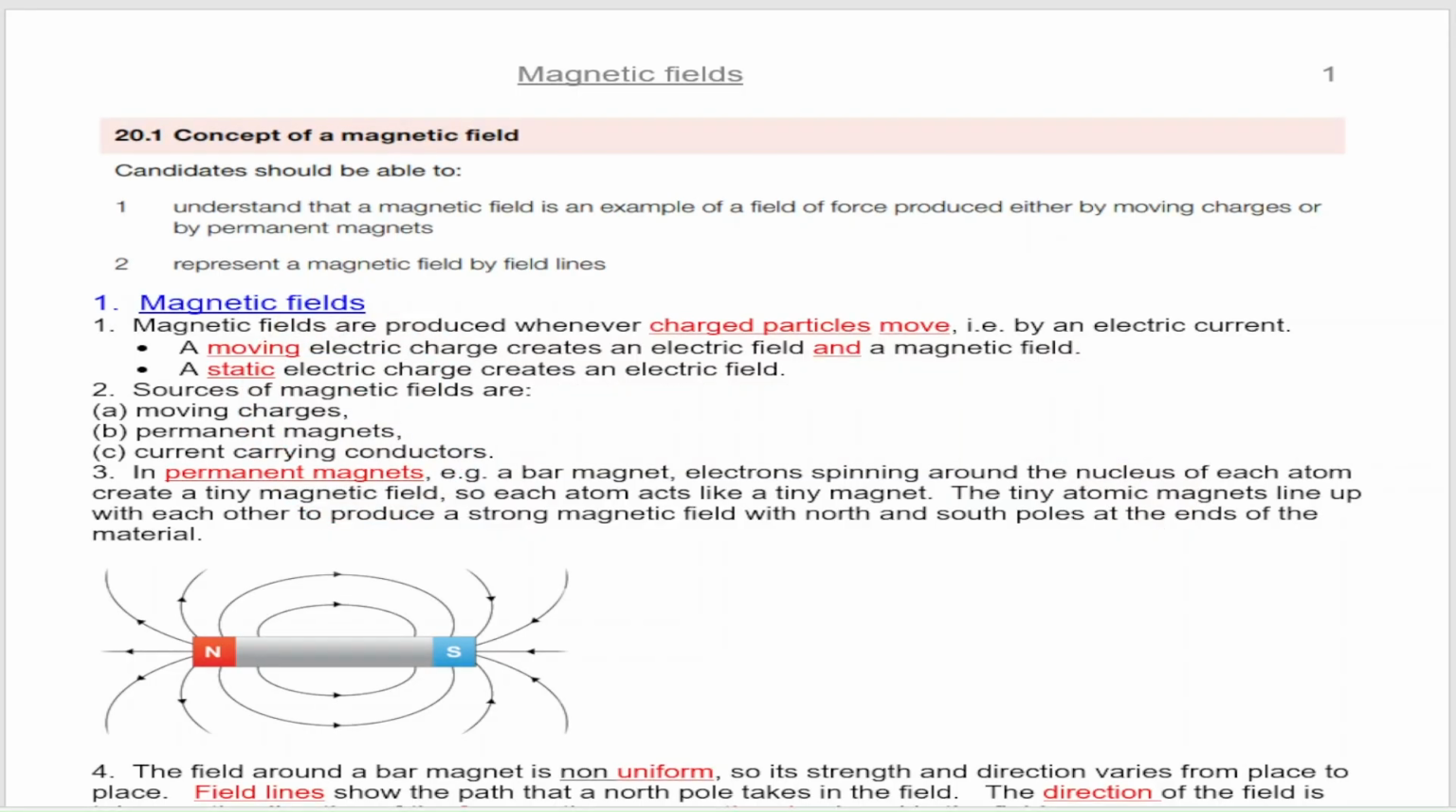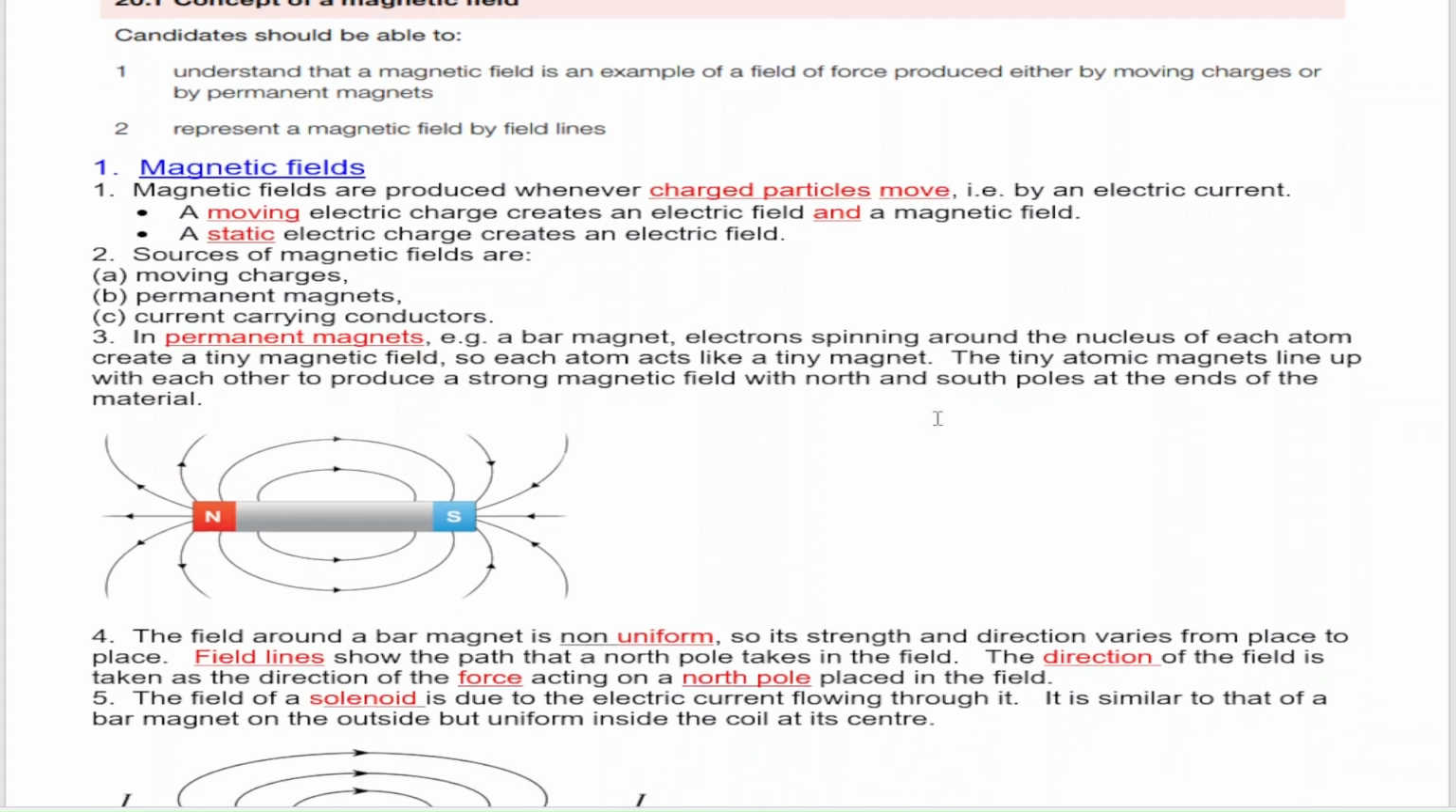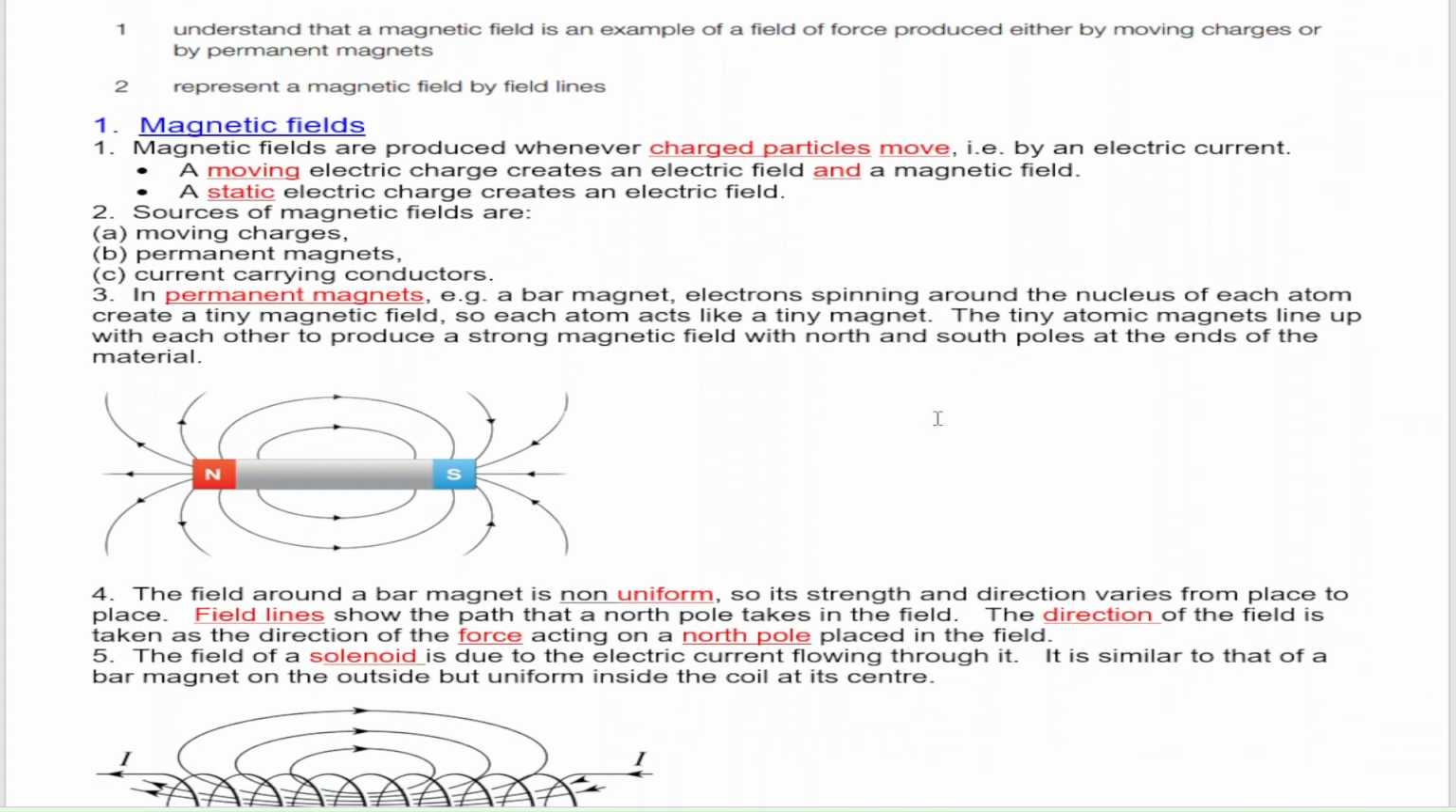Now, concepts of a magnetic field. That is the first video here. Now, a magnetic field is produced whenever charged particles move. That is by an electric current. A moving electric charge creates an electric field and a magnetic field. So a stationary charge would tend to have only an electric field around it, but then a moving charge will have both the electric field and a magnetic field. Static electric charges only create an electric field.